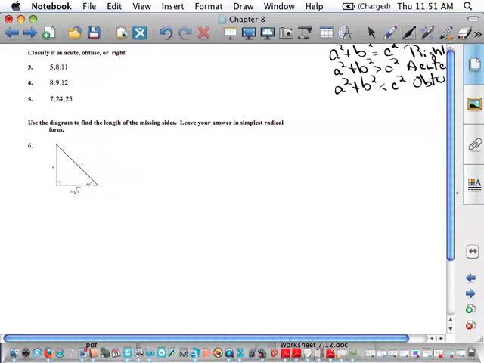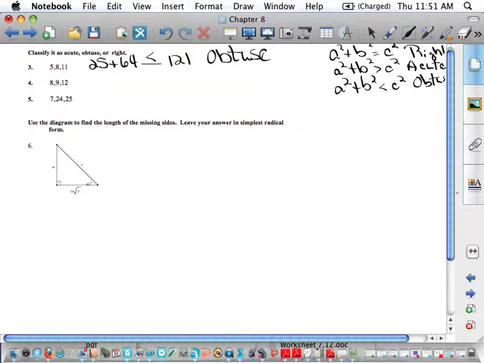So the first one, I get 25 plus 64, and how's that related to 121? Well, that would be 89, so it is less than. So the sum of the squares of the legs is less than the longest side, so that's going to be obtuse.